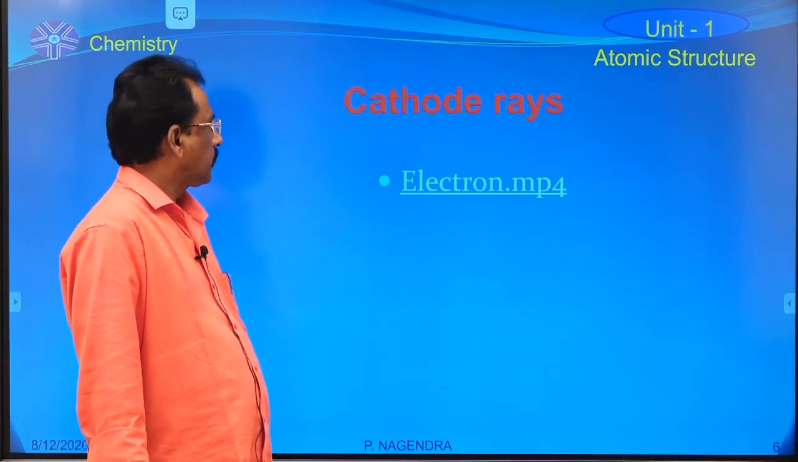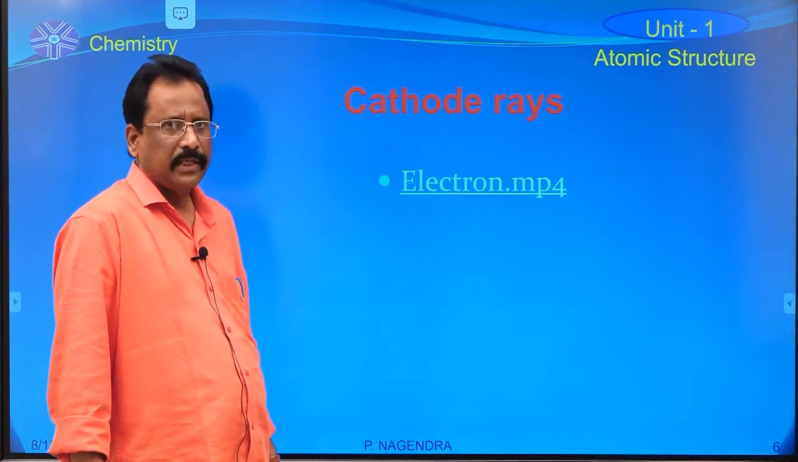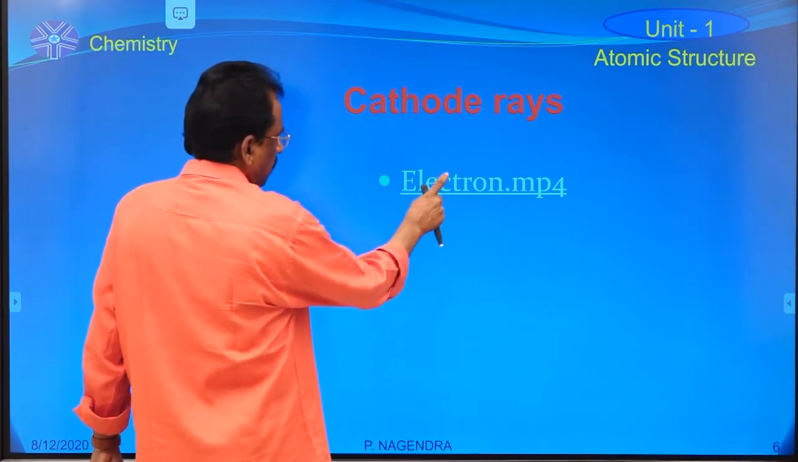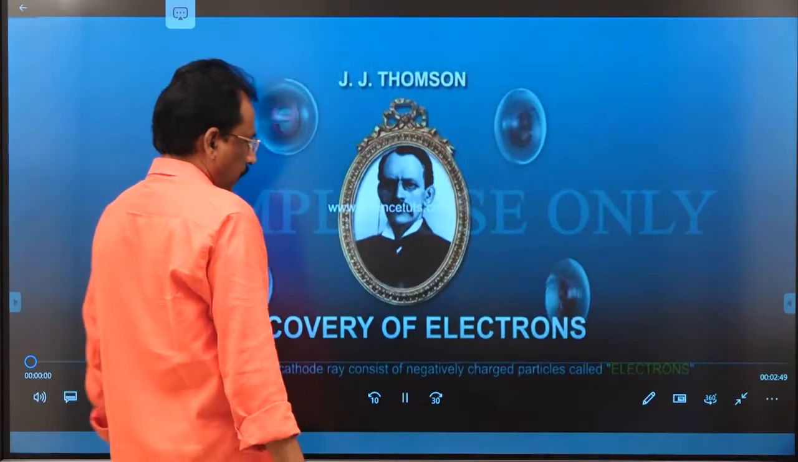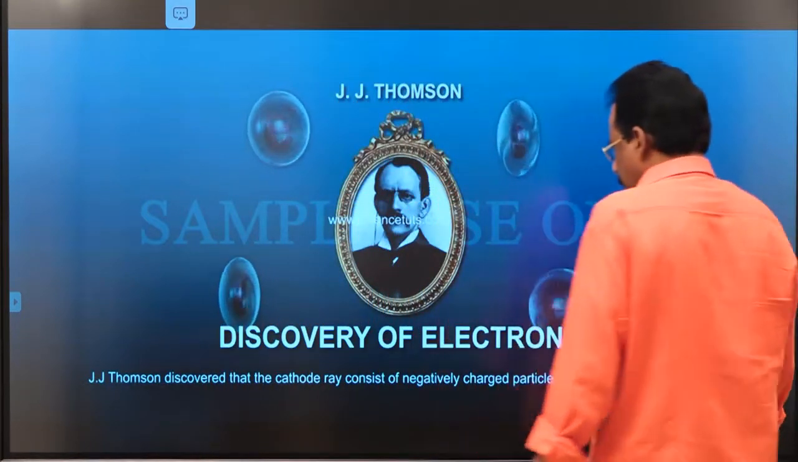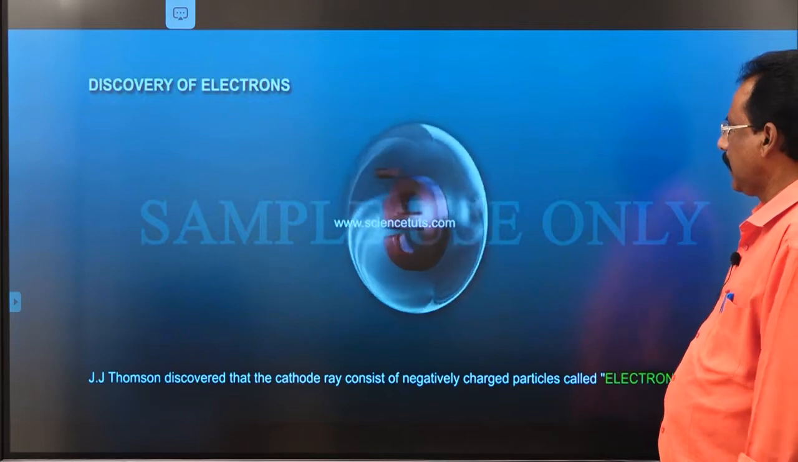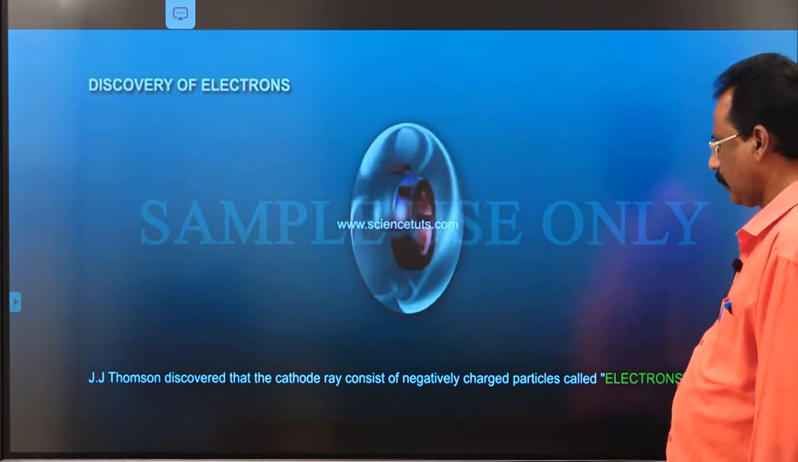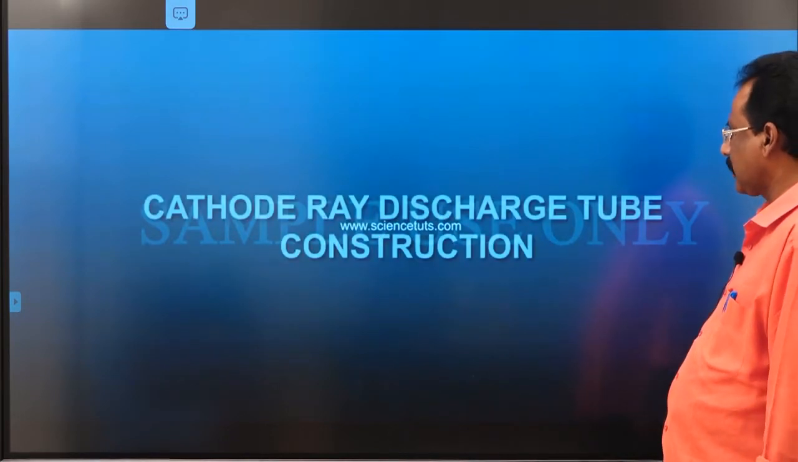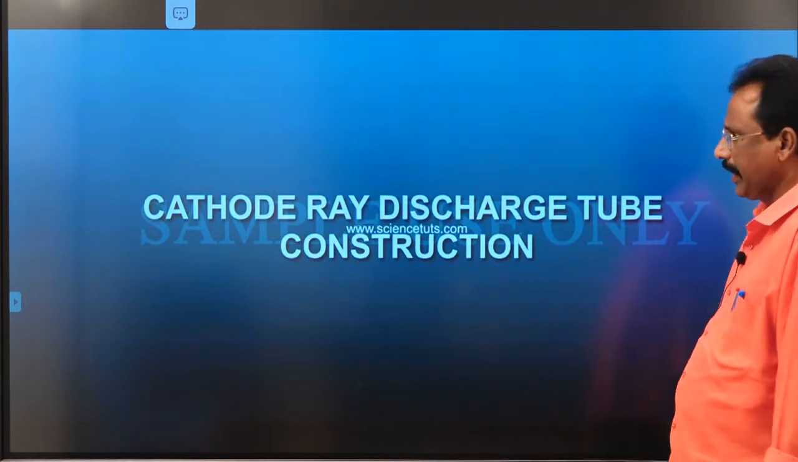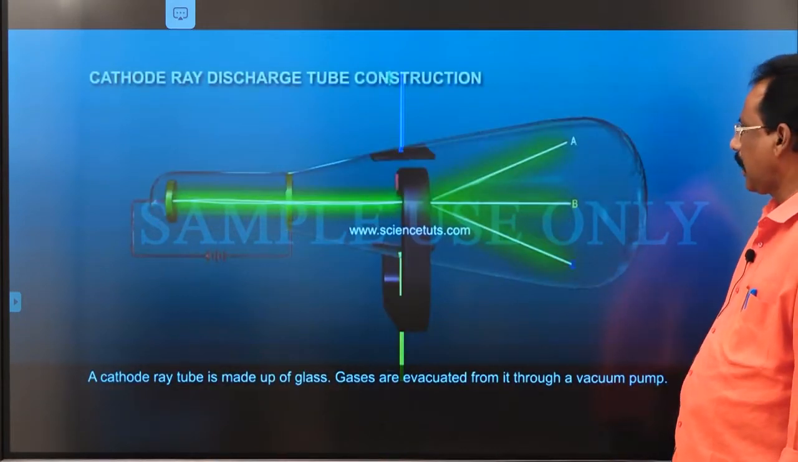Now this is J.J. Thomson's experiment, which is also seen by using this simple video. In this video is J.J. Thomson, electron charge is negative when a gas is subjected to electrical discharge at very low pressure and high voltage.